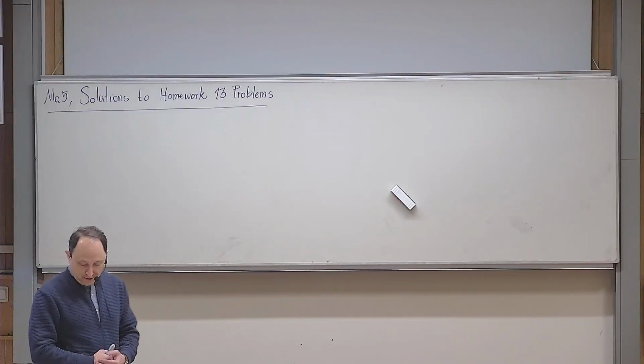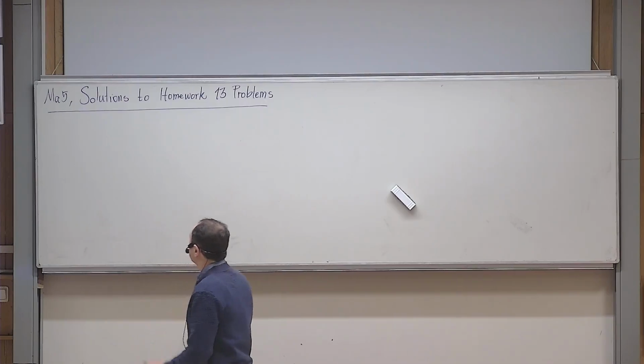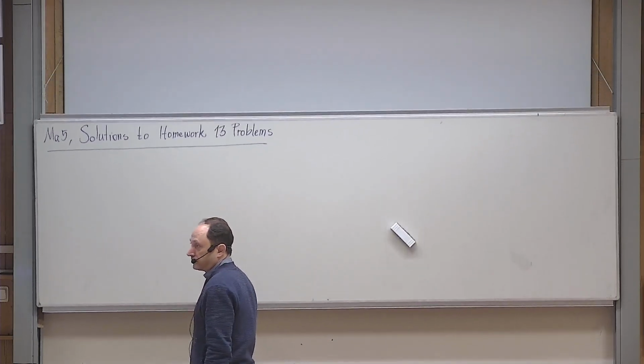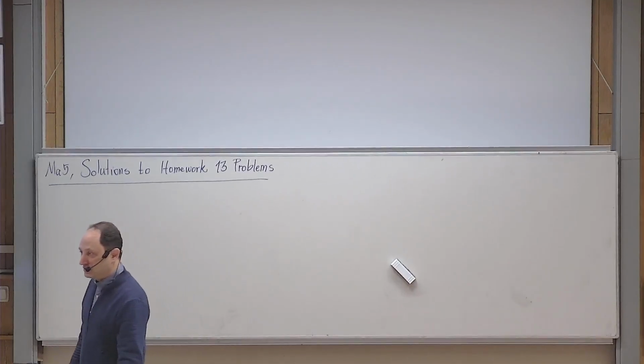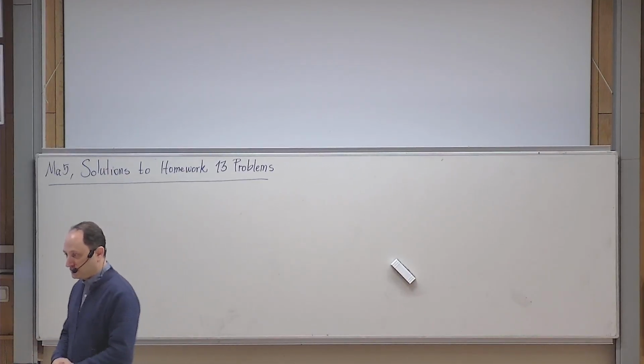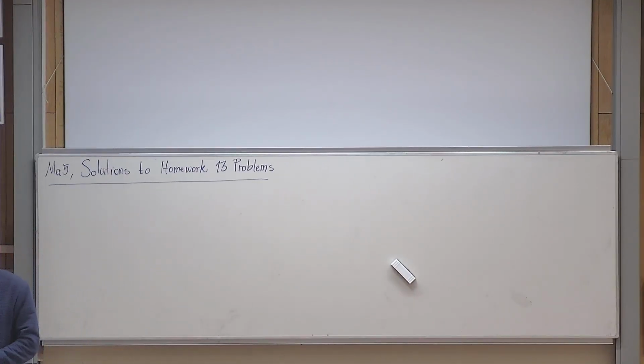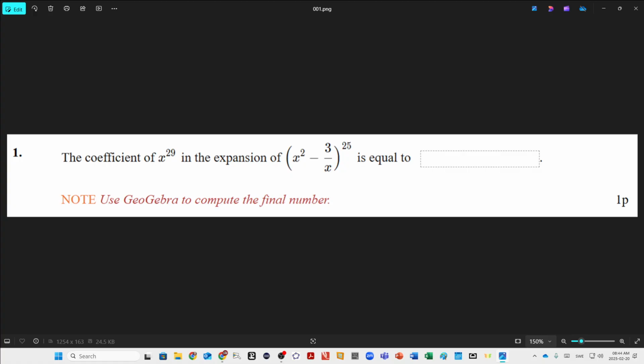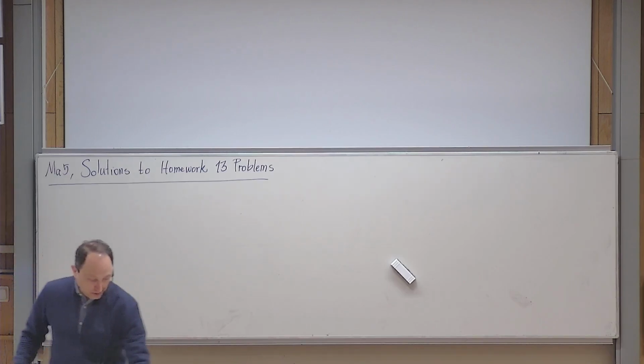Okay, good morning. So we solved these problems in this homework. One of them you can use GeoGebra to calculate, but the rest of them, I have mentioned, don't use the digital help, okay? So the first question is: the coefficient of x to the power of 29 in this expansion is equal to what? We are supposed to use GeoGebra to compute the final number, okay? So this shouldn't be hard.